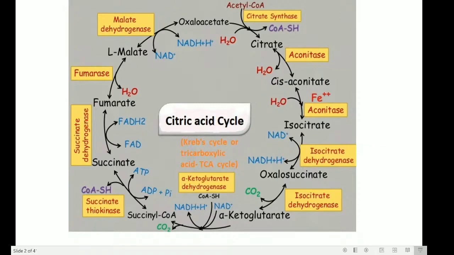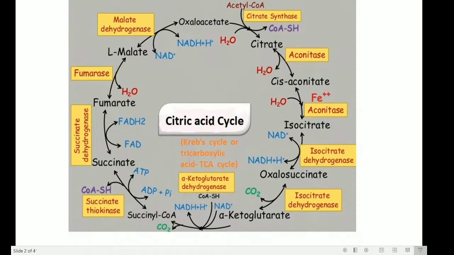This alpha-ketoglutarate conversion step helps to produce succinyl CoA. This succinyl CoA is converted into succinate with the help of succinate thiokinase. Then succinate is converted into fumarate. Fumarate conversion happens with succinate dehydrogenase, so again it's a removal of hydrogen, and fumarate is converted into malate with the enzyme fumarase.